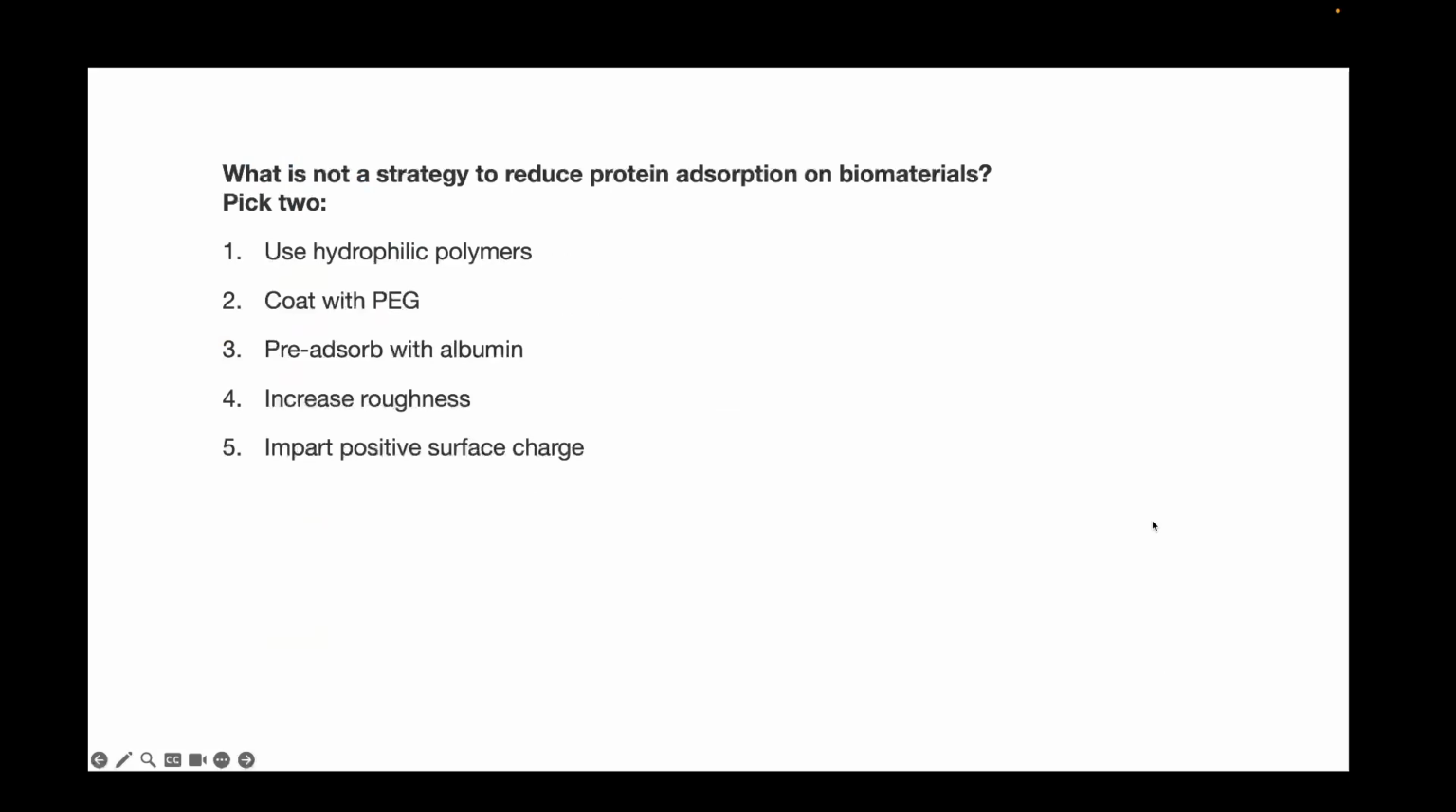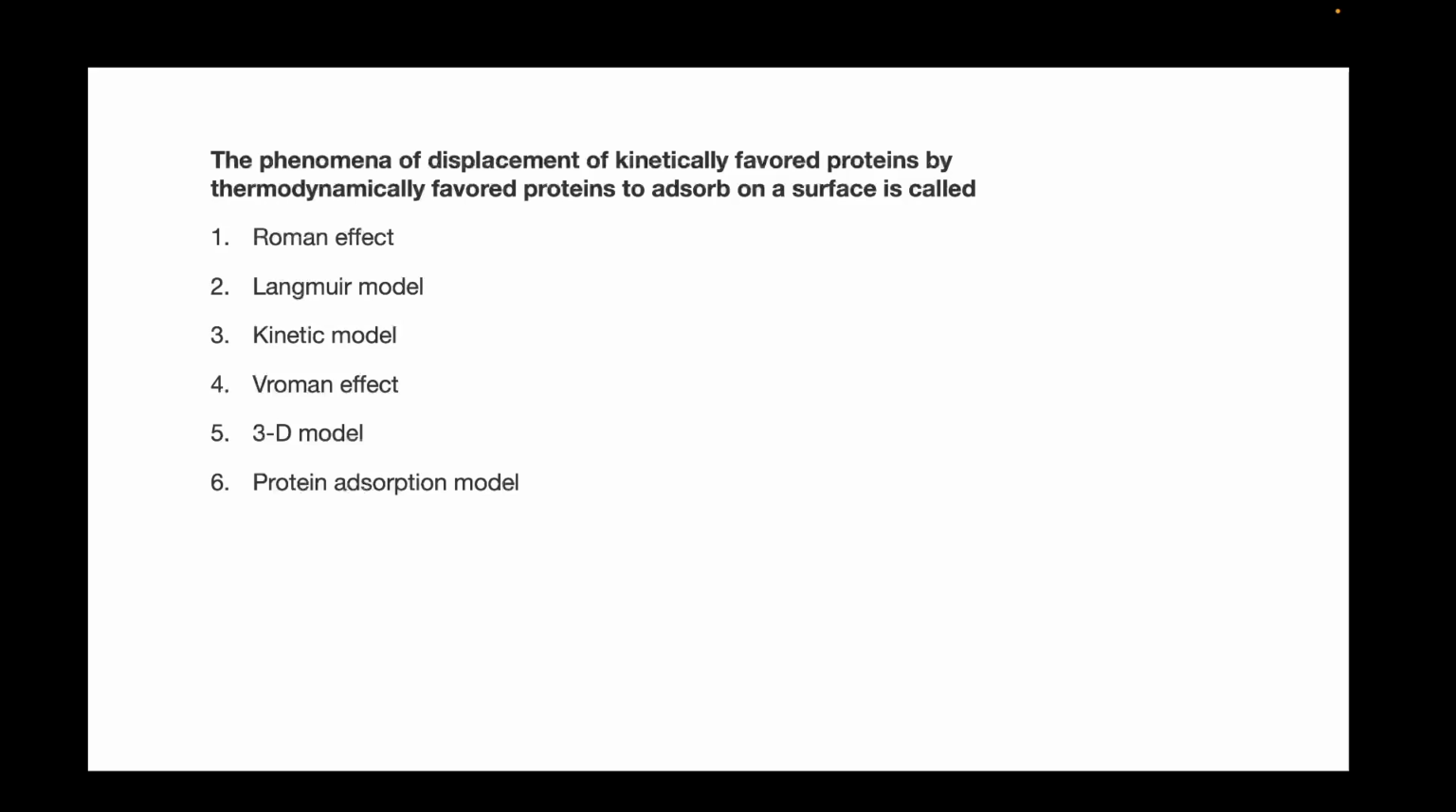Okay, now moving on to the next question. The phenomenon of displacement of kinetically favored proteins by thermodynamically favored proteins to adsorb on a surface is called which of these options? That is Roman effect, Langmuir model, kinetic model, Vroman effect, 3D model, or protein adsorption model.